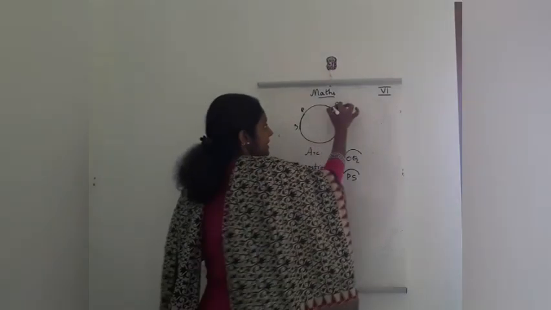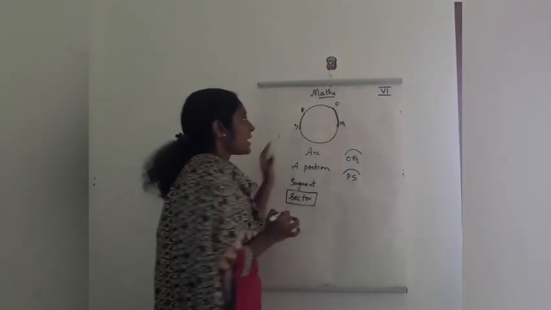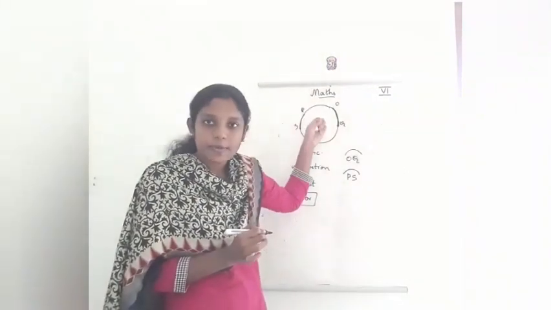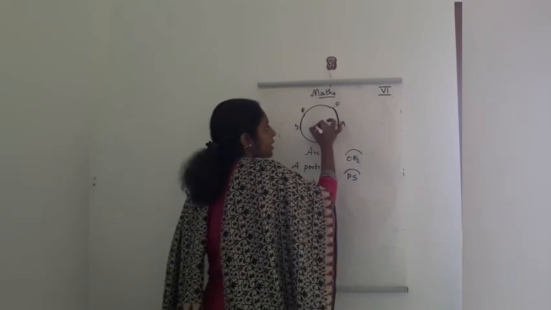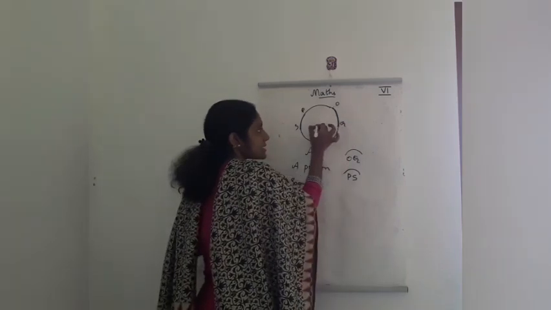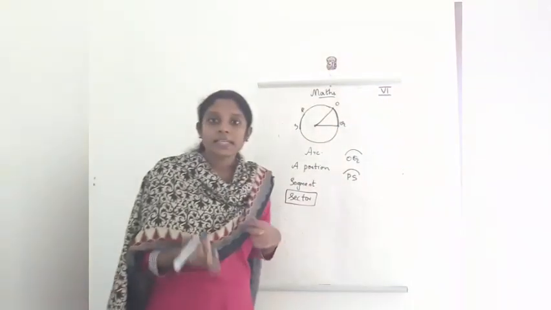For example, this is an arc. So what we are going to learn is what a sector is. It is the interior portion of the circle which is formed by an arc on one side. So this is an arc and a pair of radii. A radius is the line joining the center of the circle to a point on the circle.